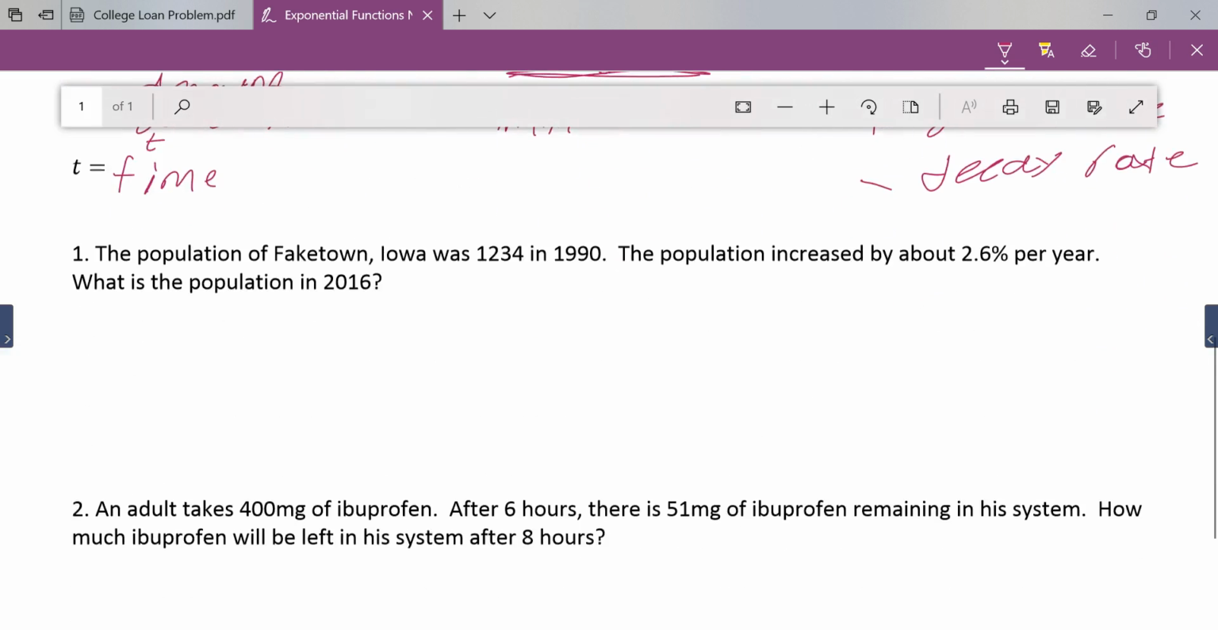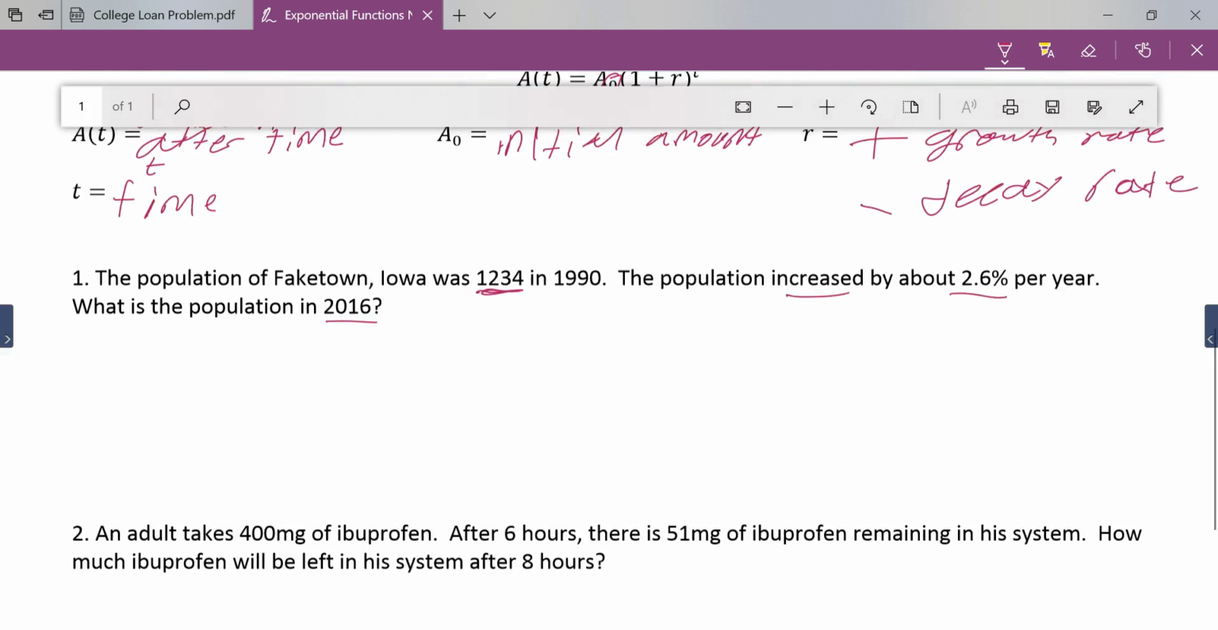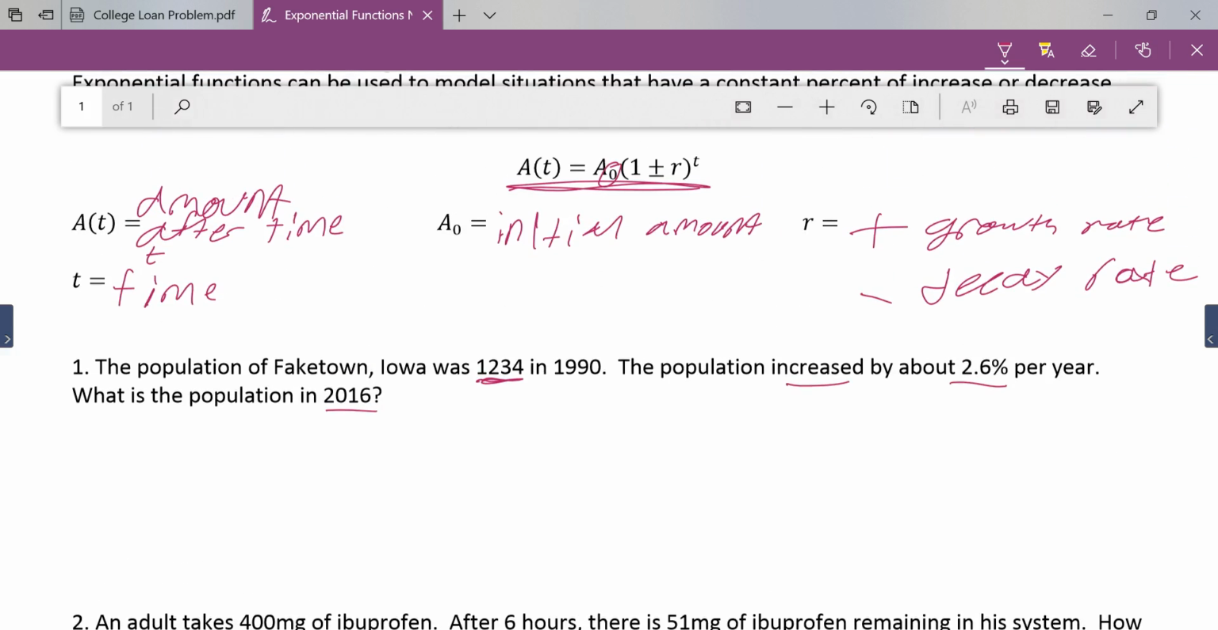So very practically, let's just look at a couple examples. The population of Faketown, Iowa was 1,234 in 1990. The population increased by 2.6% per year. What is the population in 2016? Well, we're just going to list out all our variables in this equation. So we're trying to use A of t equals A naught times 1 plus or minus r to the t. And we know that this is going to be plus because it says increase, right? Increase means plus, we're adding to it each time.